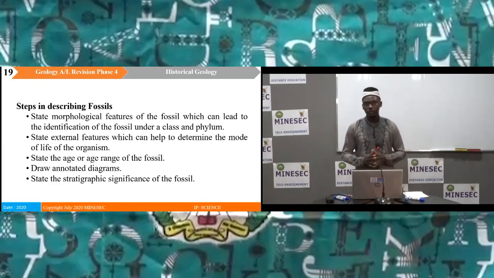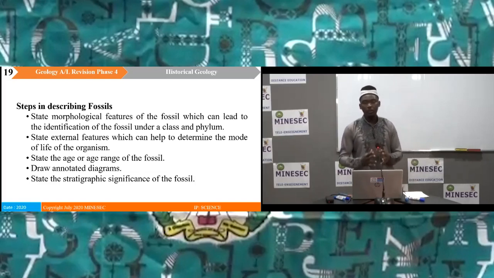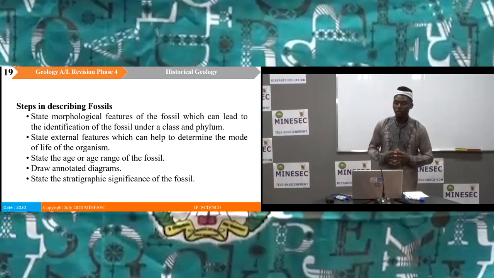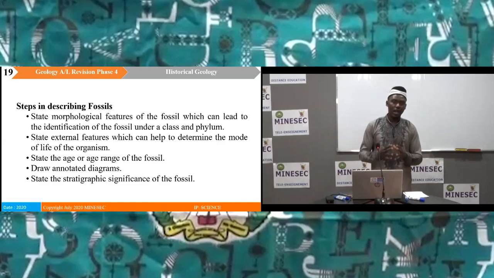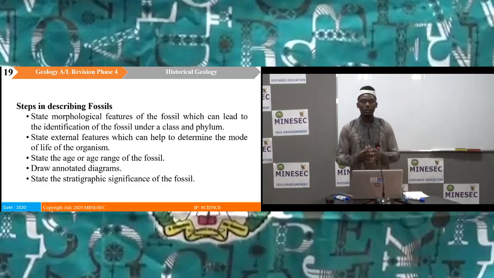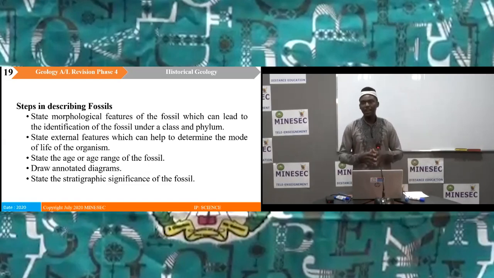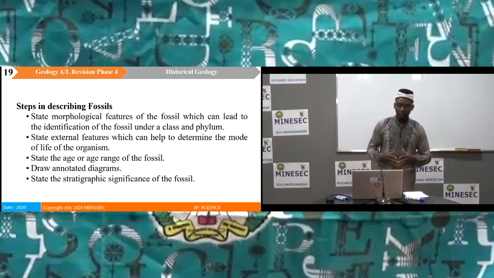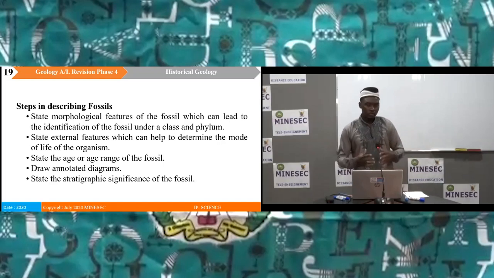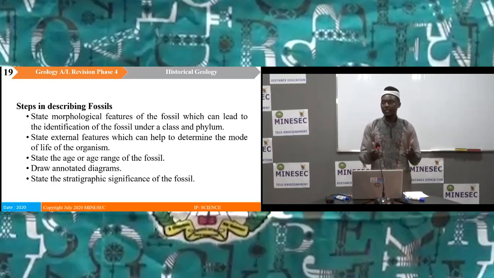Describing a fossil. In the description of a fossil, emphasis is laid on the morphological features in relation to the mode of life. Those features that the fossil has that can reveal to us the mode of life that the fossil had. We state external features which can help us to identify the group to which the fossil belongs. We state the age range of the fossil, try to draw annotated diagrams, and we also try to give the stratigraphic significance of the fossil.